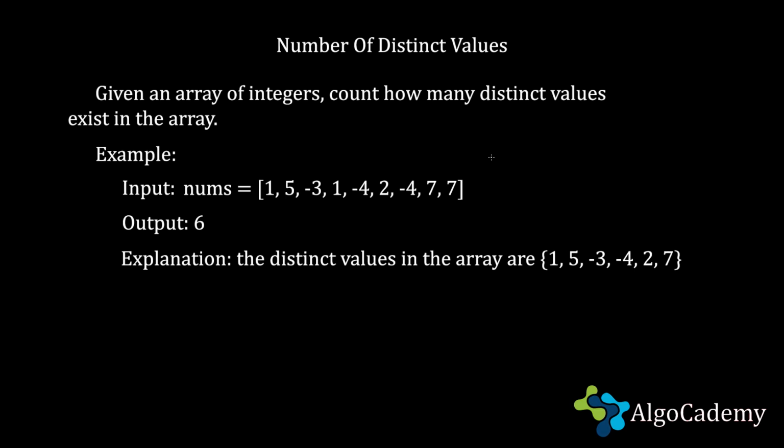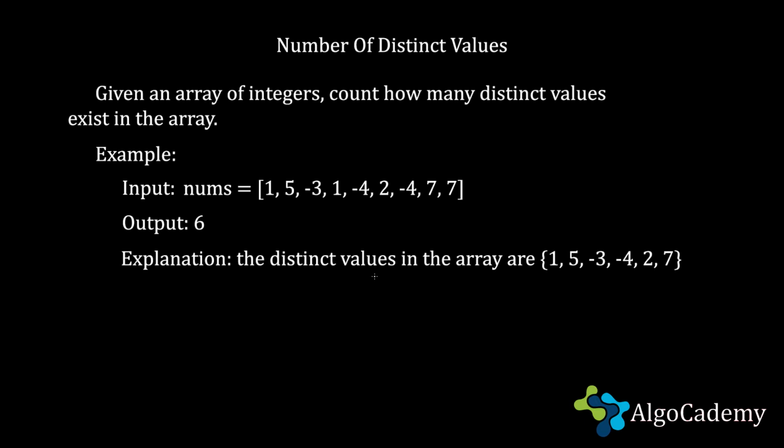Given an array of integers, count how many distinct values exist in the array. And let's take an example. The example here is this array nums, which has 3, 6, 9 elements. And as you can see, the integers could be either positive or negative. The order of the elements is random. And for this example, we just need to return 6, which is the number of distinct values.